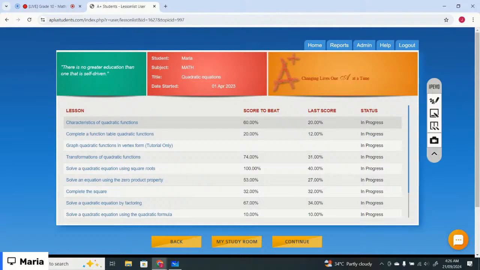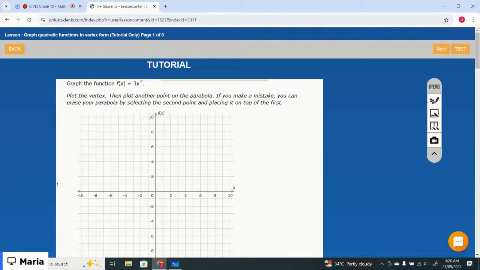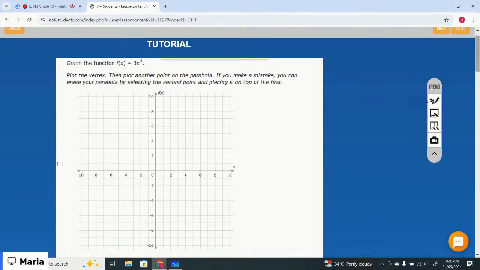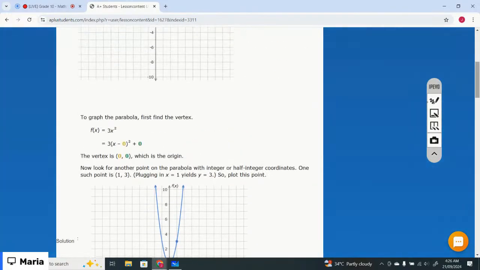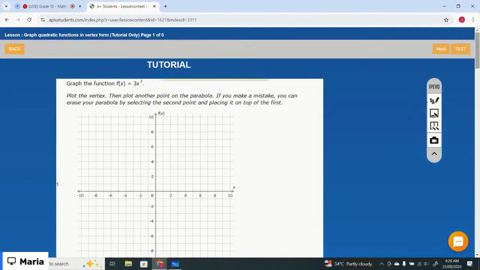The next lesson is graph quadratic functions in vertex form. That's only a tutorial, but let's do these questions. They're very important. Graph the function f of x equals 3x squared. You need to plot the vertex, then plot another point on the parabola. If you make a mistake, you can fix your parabola by selecting the second point and placing it on top of the first.